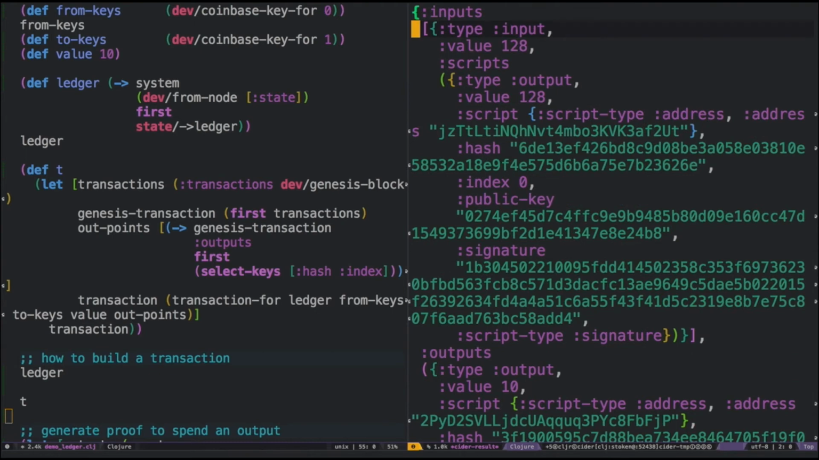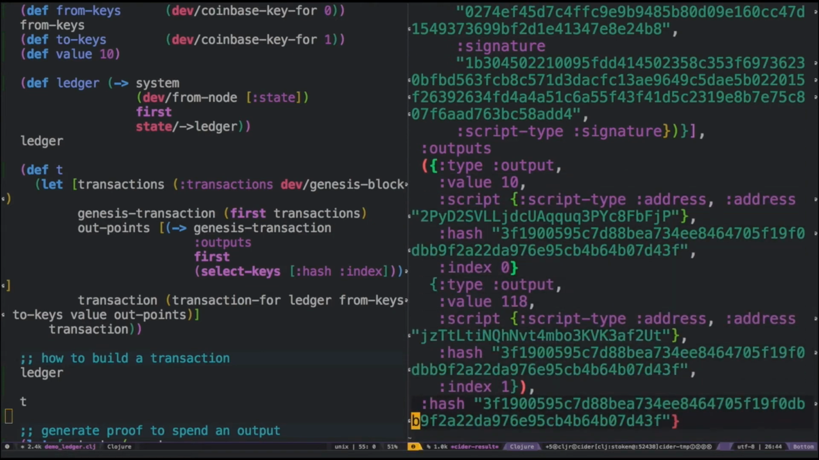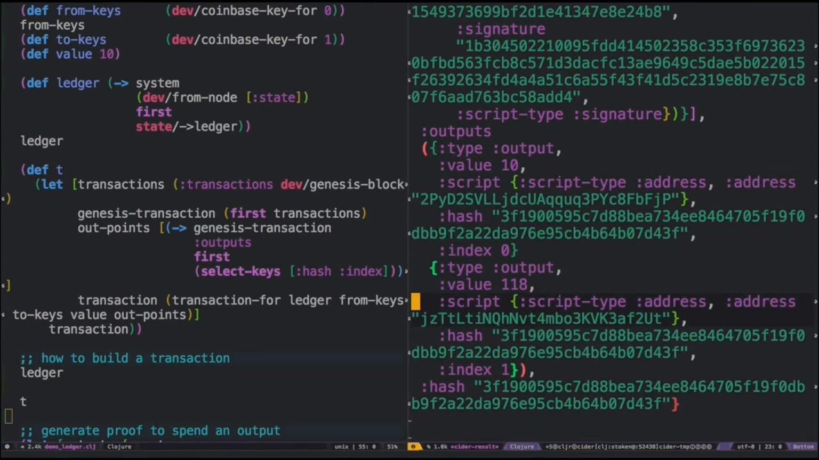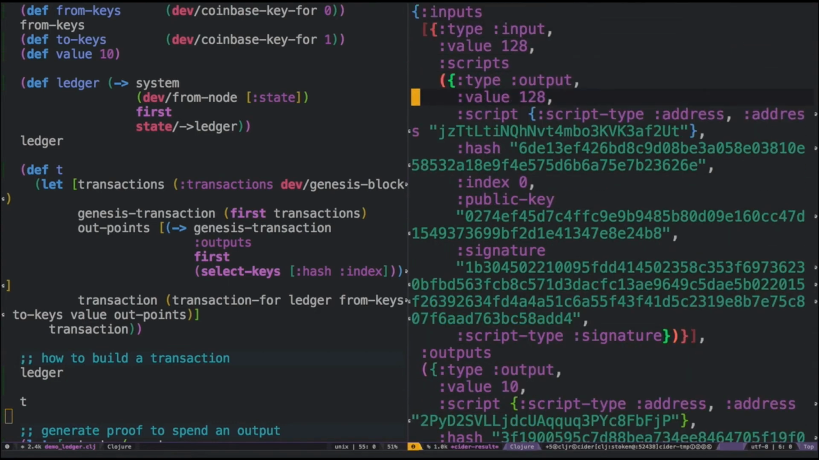As an example here, we had an input value of 128. So someone gave someone else 128 coins, and then this person decided to spend them in the following way, by spending 10 coins to this address here. And then the remainder coins, they send back to themselves. So these addresses should match. And they do. So that's great.